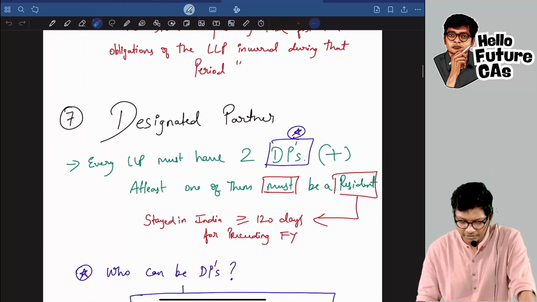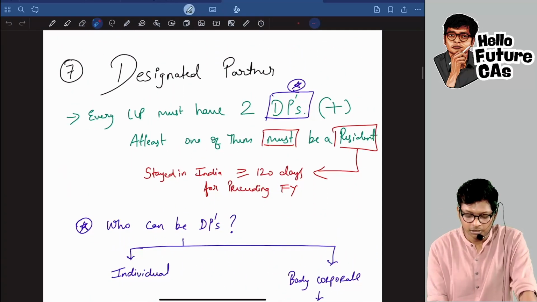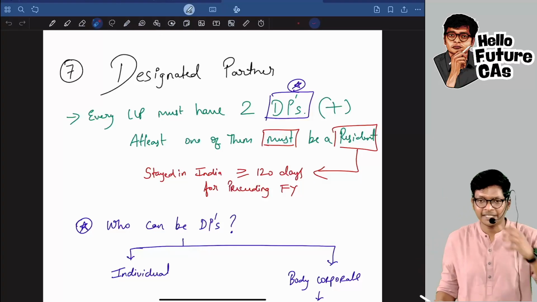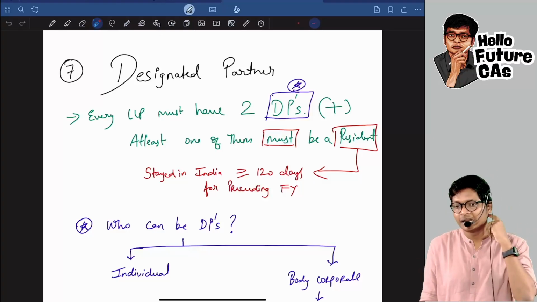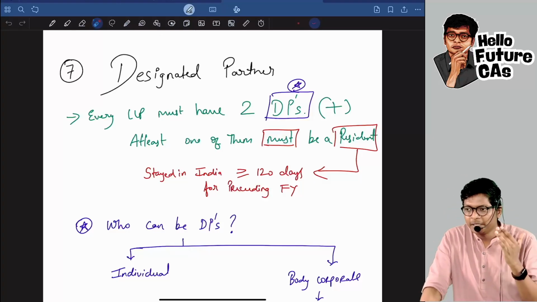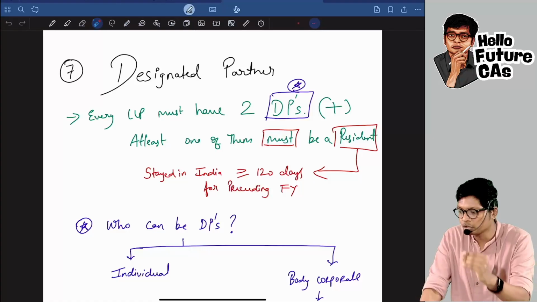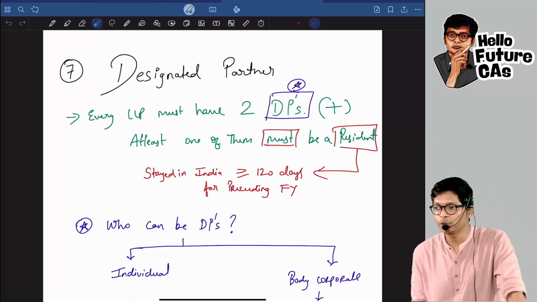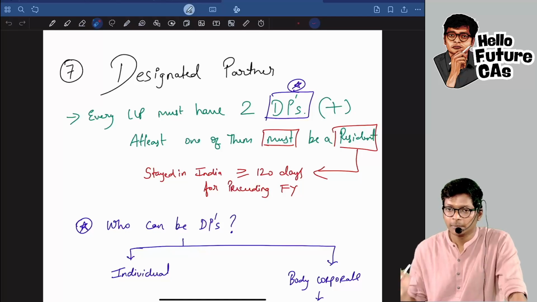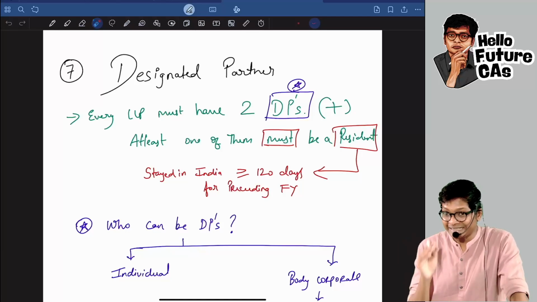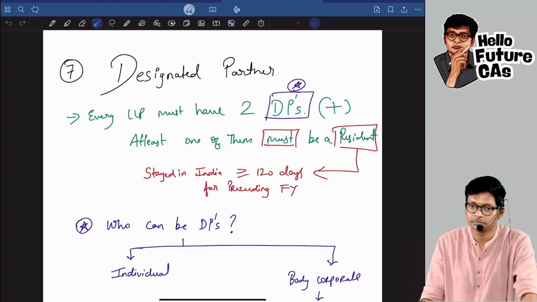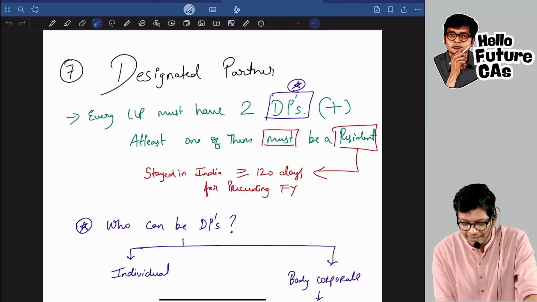Next, designated partner. Sir, what is a designated partner? A very interesting concept. Follow, guys. In the Partnership Act, keep answering at least in your mind: if something goes wrong, who will be held liable? Partners will be held liable. In a company, if something goes wrong, who will be held liable? Directors.